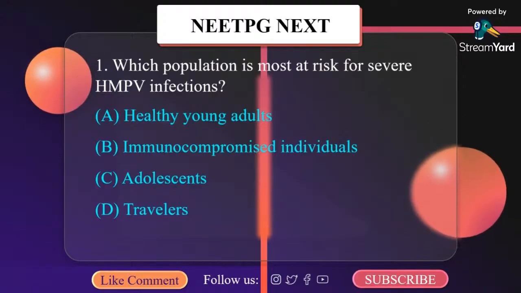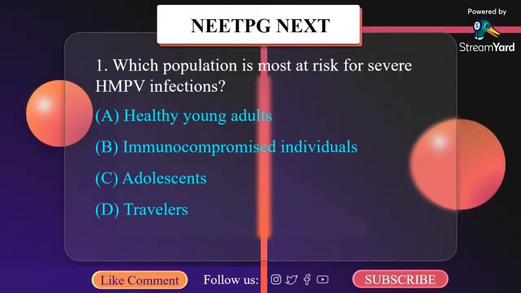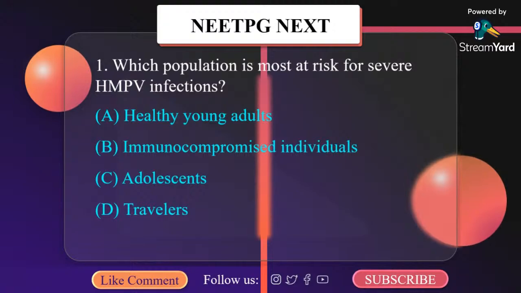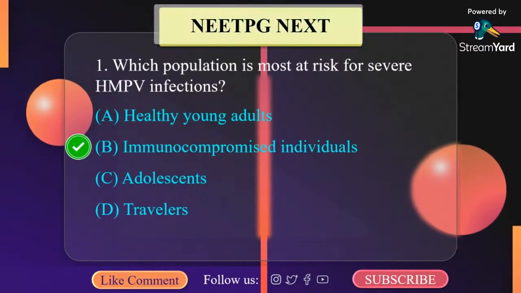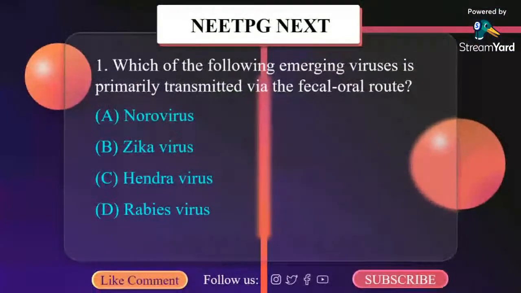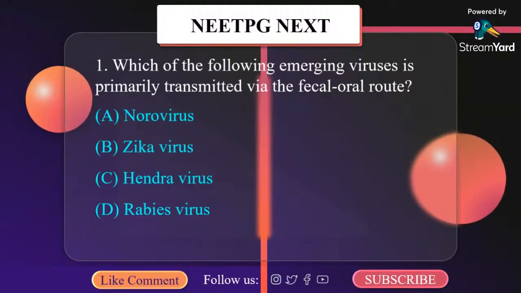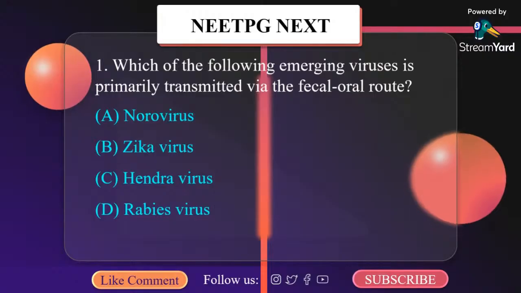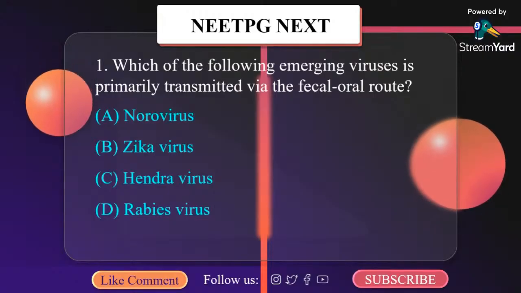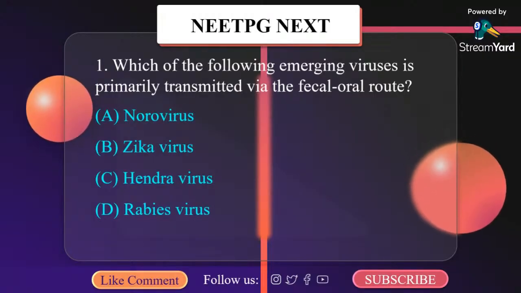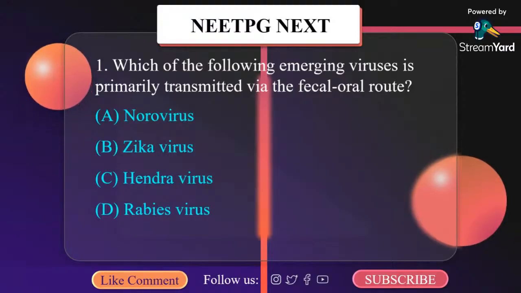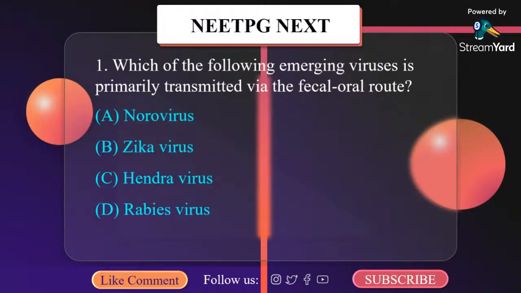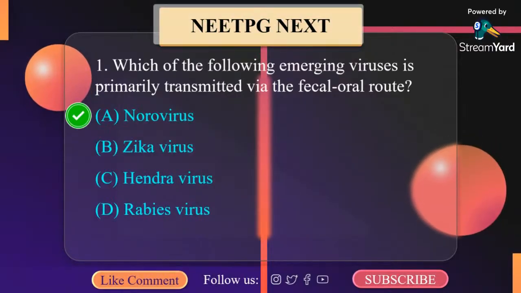Which population is most at risk for severe HMPV infection? A. Healthy young adult, B. Immunocompromised individual, C. Adolescent, D. Travelers. It is immunocompromised individual. Which of the following emerging virus is primarily transmitted via the fecal oral route? A. Norovirus, B. Zika virus, C. Hendra virus, D. Rabies virus. It is norovirus. Norovirus is an emerging virus that causes acute gastroenteritis and is primarily transmitted via the fecal oral route, often through contaminated food or water.